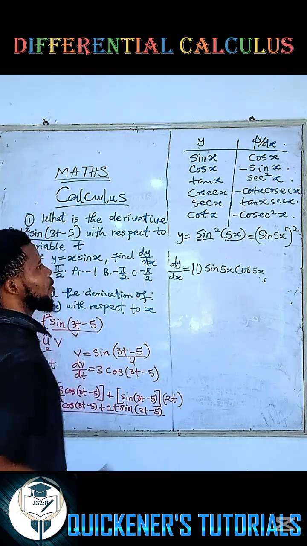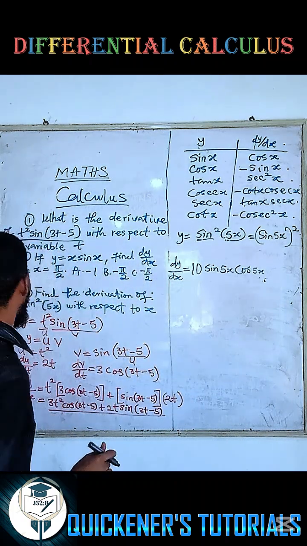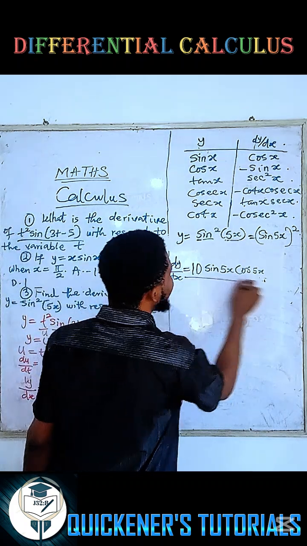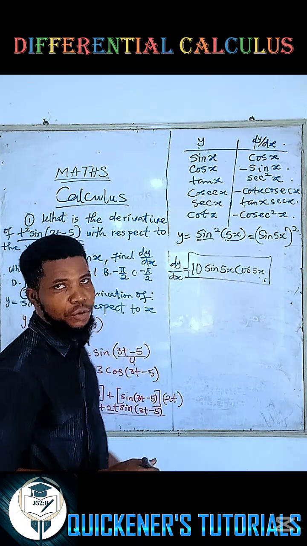Okay? So we are done with that. So what's the next question? It said: find the derivative of y with respect to s. That's the answer. Alright, with respect to s. This is our answer for the whole thing.